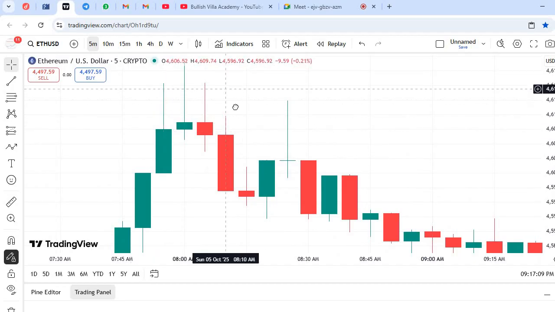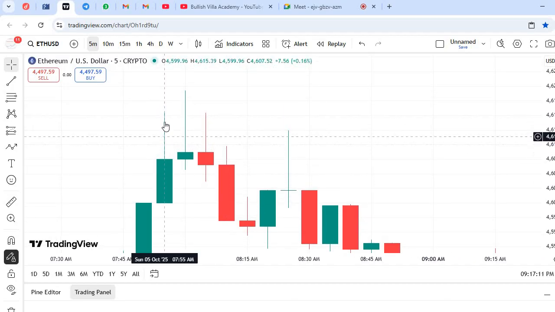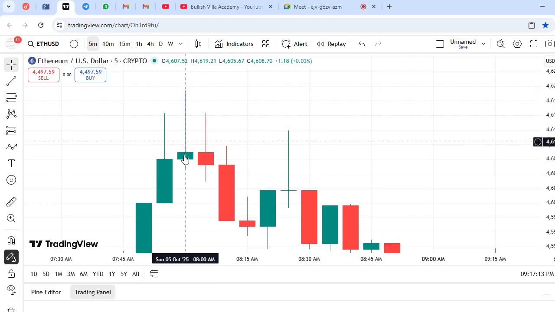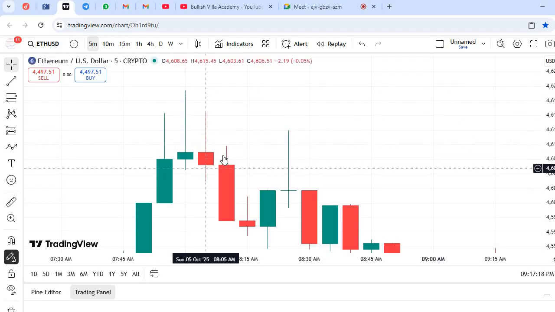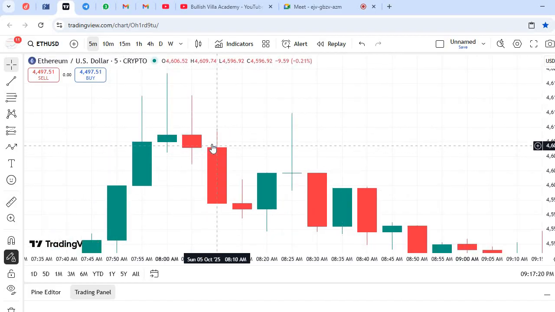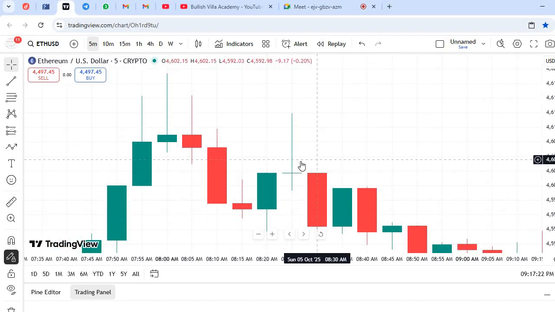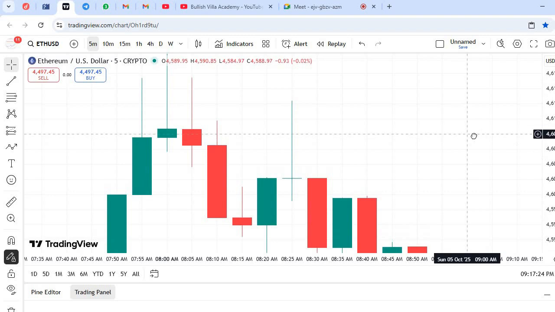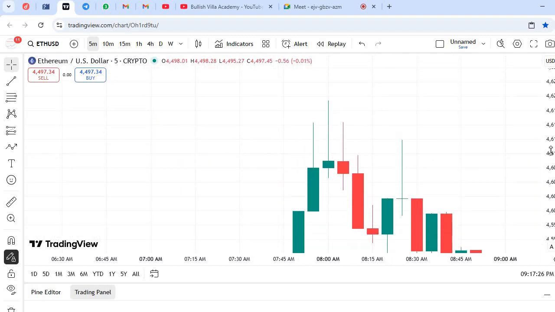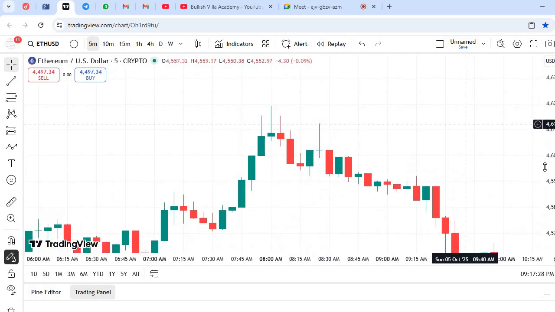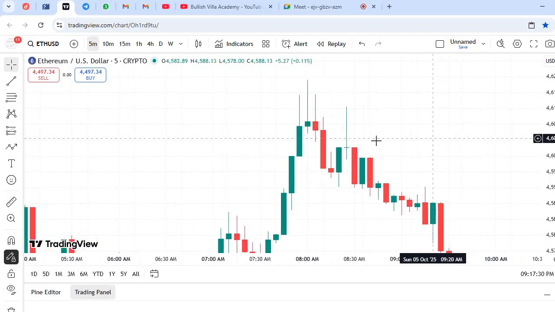This is a wick. This one here is a wick. This one too is a wick. You can either be above or below the candlestick. This is a wick up, this is a wick too. So this thin line now, this is a wick, this is a wick, this is a wick. They are called wicks.